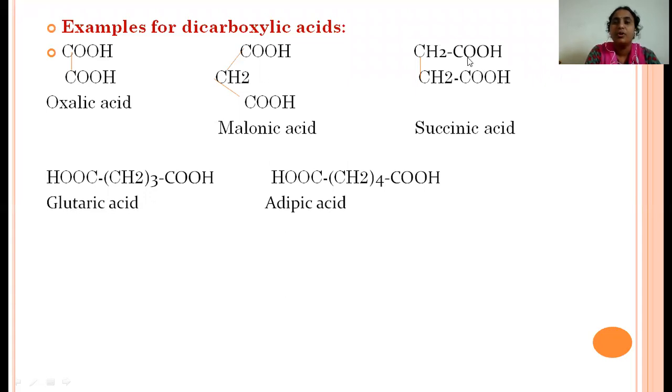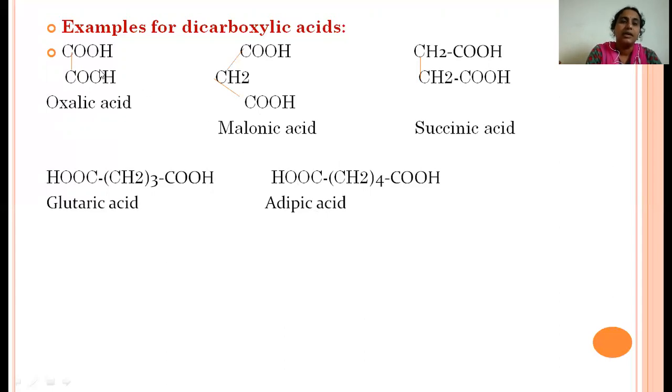Whereas in this compound, two carboxylic groups are separated by two carbons, CH2, CH2. So this compound is called succinic acid. Whereas here two carboxylic groups are separated by three carbons, then this compound is called glutaric acid. Here these two carboxylic acid groups are separated by four carbons, so this compound is called adipic acid. So these are all examples for the dicarboxylic acids.